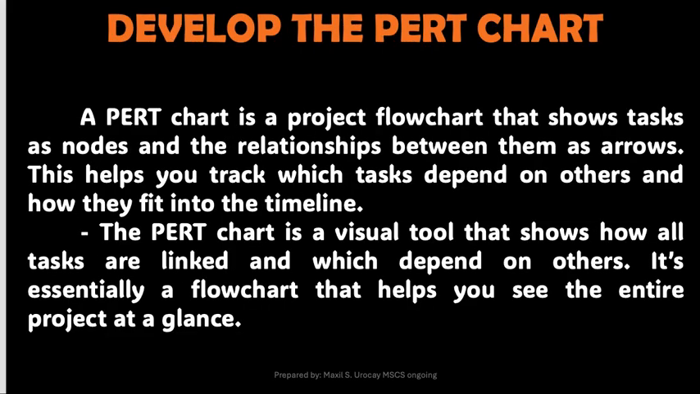A PERT chart is a project flow chart that shows tasks as nodes and the relationships between them as arrows. This helps you track which tasks depend on others and how they fit into the timeline. The PERT chart is a visual tool that shows how all tasks are linked and which depend on others. It is essentially a flowchart that helps you see the entire project at a glance.